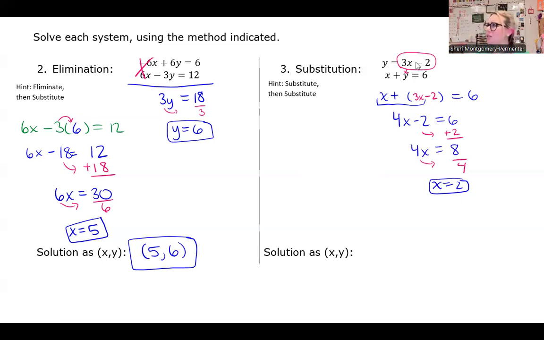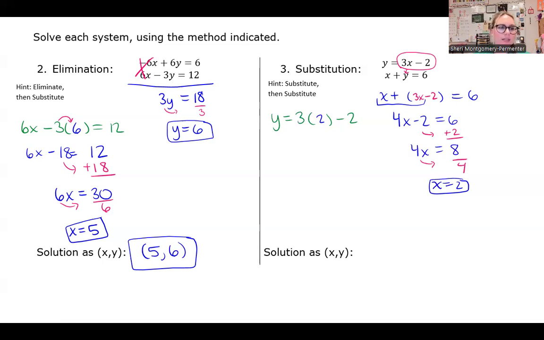So when you do substitution, it does matter which equation you plug it back into, because why would you want to do extra work for yourself here? It's easier to plug it into the other one. So I'm going to plug that one in. I've got y is equal to 3, leave myself a space for the x, minus 2. I'm plugging in what I just got. I just got x is equal to 2, and I'm plugging it in right there.